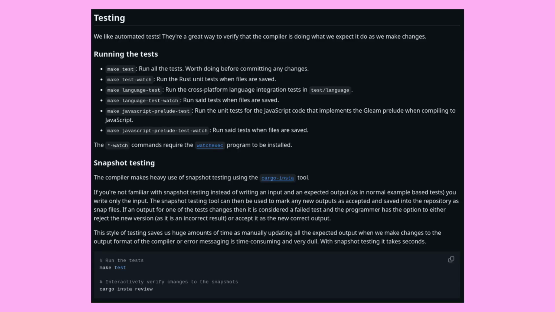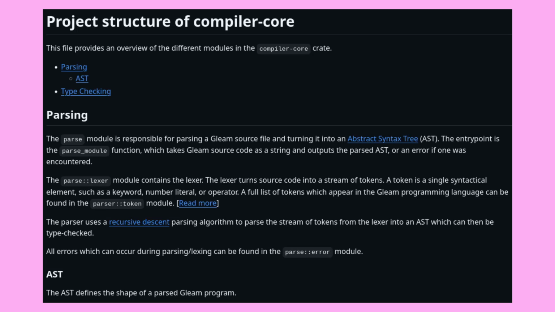There is some documentation regarding how the tooling works. This is just a snippet of one of the pieces of documentation that exists in the compiler, which explains how the testing works, how snapshot testing works, and what that is. But there's not really any documentation of the code base itself and what the different parts do. So I'm currently in the process of writing a project structure document.